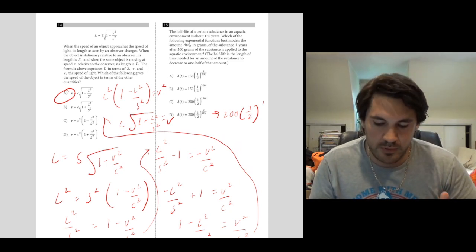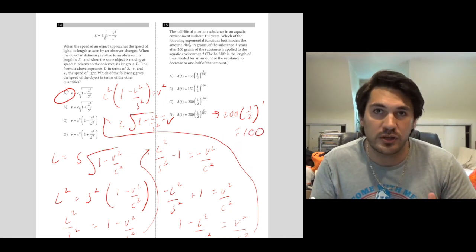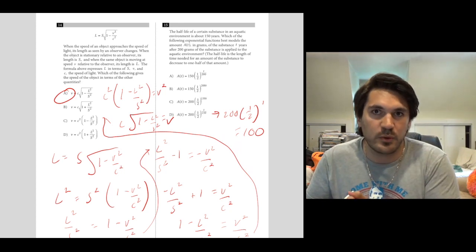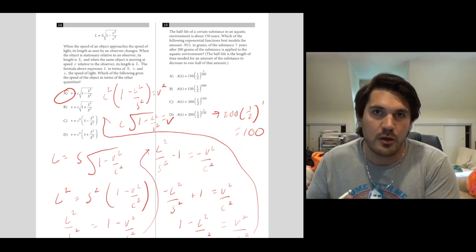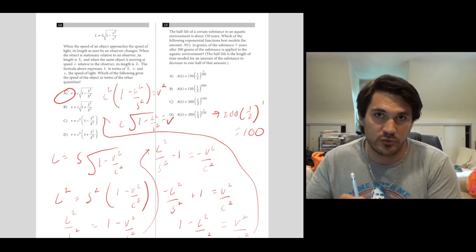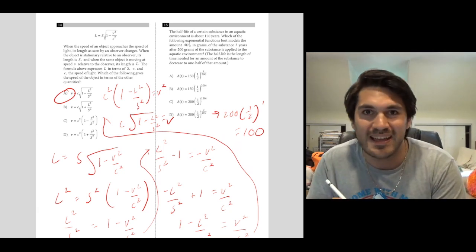1/2 to the 1 power is going to be 1/2. 200 times 1/2 is equal to 100, which is what we're looking for, right? Because, like I said, if the half-life is 150 years, that means when we plug 150 into the equation, we should get half of the value that we started with, which was 200. So we should get 100 when we plug 150 in, which is going to be answer choice D.